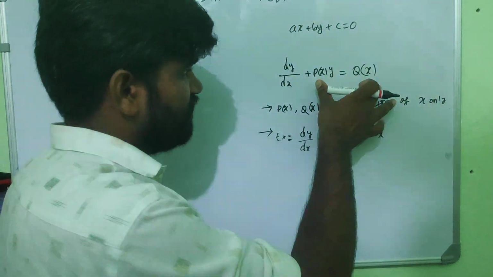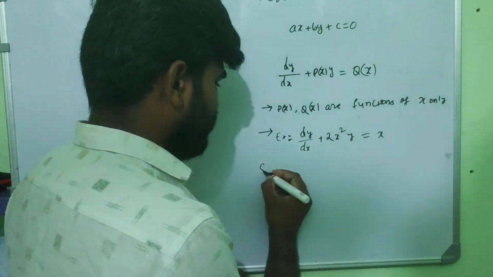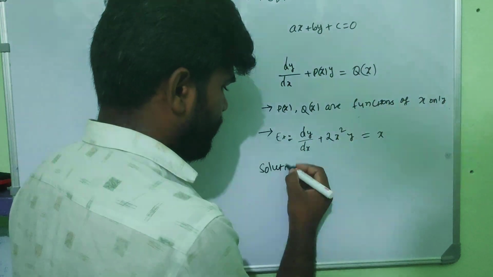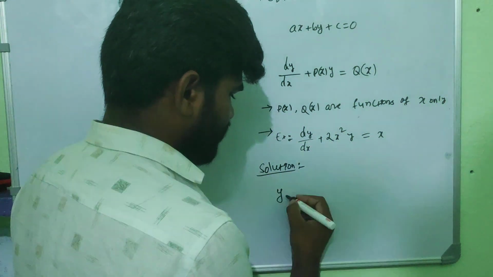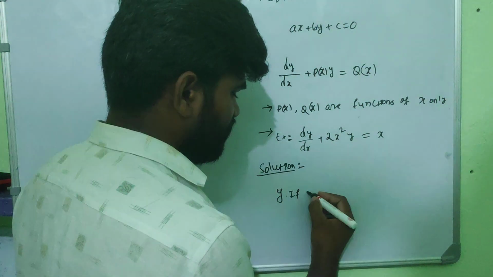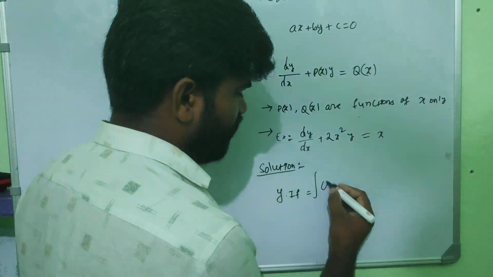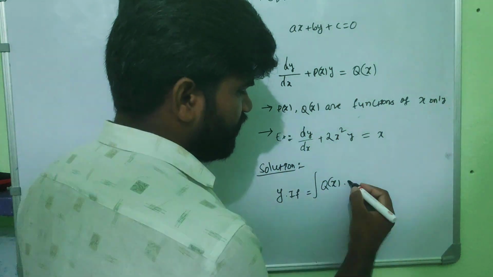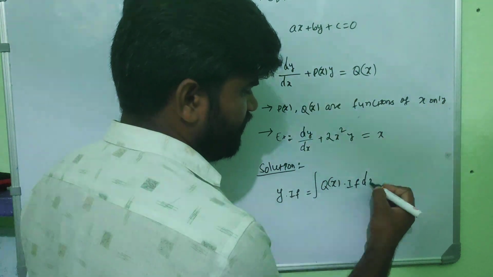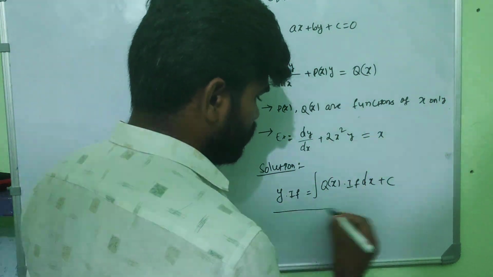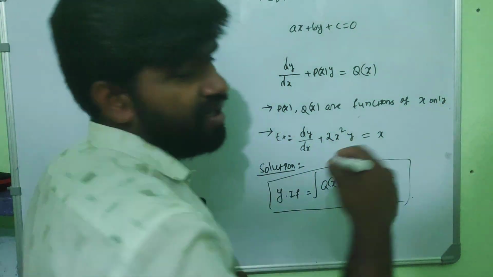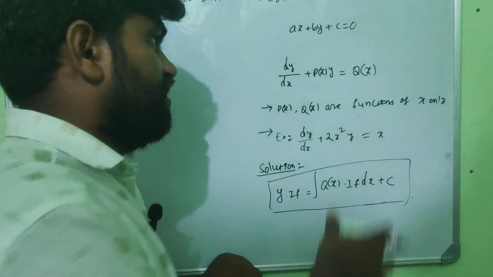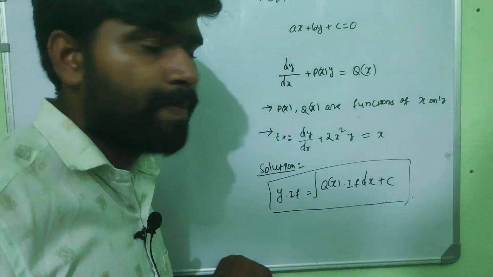Now the second question, and a very important thing, is how to solve this differential equation. Whenever you have a differential equation of this type, the solution of the linear differential equation is given by y times integrating factor is equal to integral of q of x multiplied with integrating factor dx plus c. This is the solution of a linear differential equation of this type.